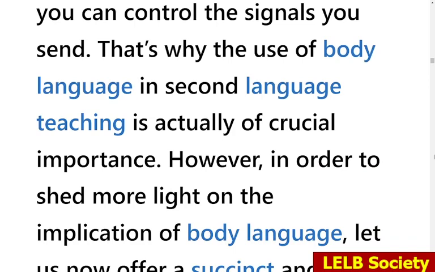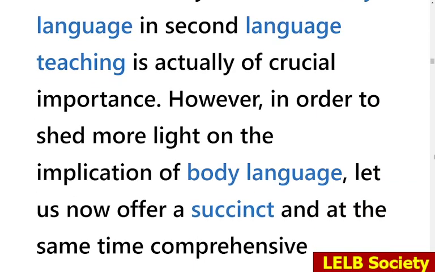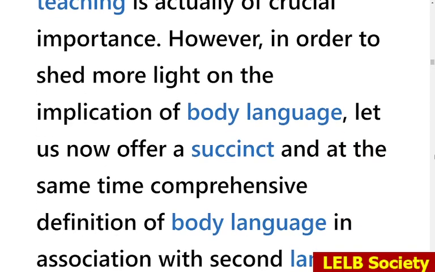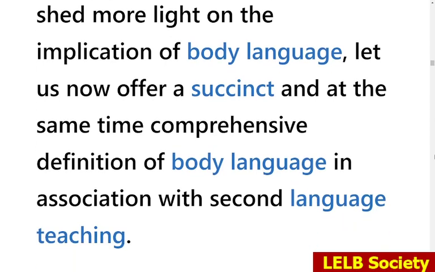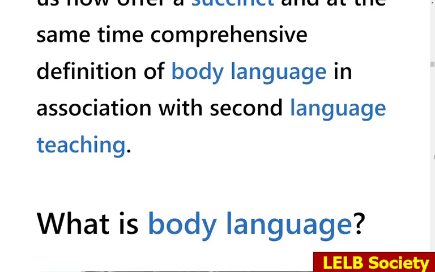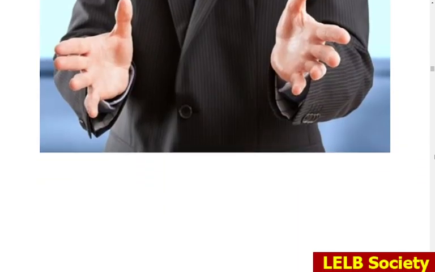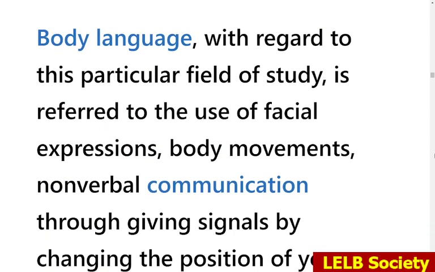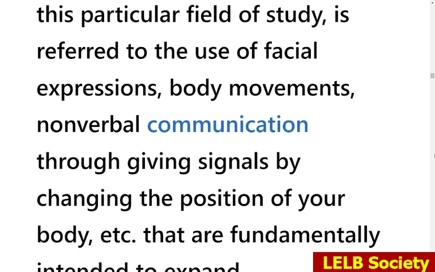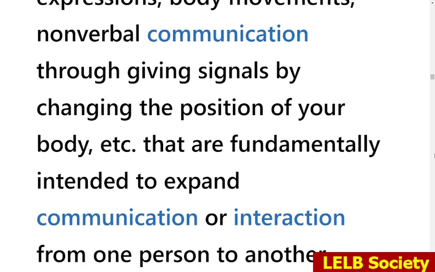However, in order to shed more light on the implication of body language, let us now offer a succinct, or brief, and at the same time comprehensive definition of body language in association with second language teaching. What is body language? Body language, with regard to this particular field of study, refers to the use of facial expressions, body movements, and nonverbal communication through giving signals, by changing the position of your body, etc.